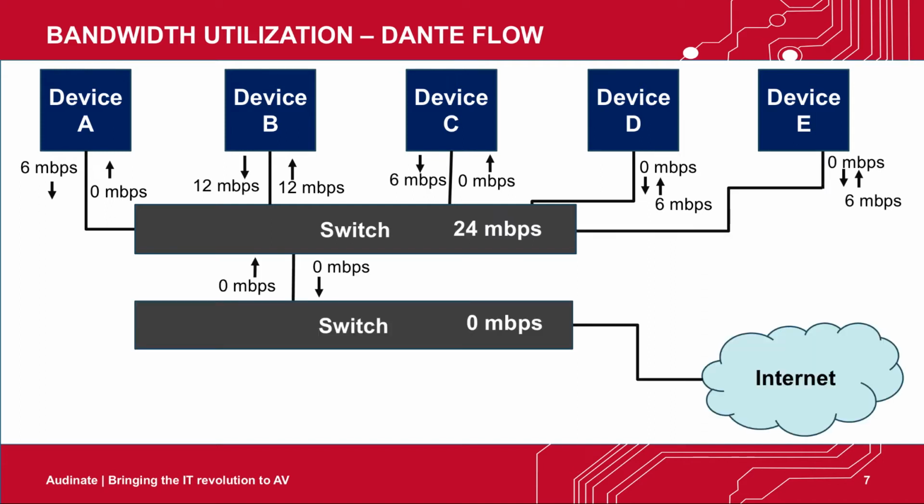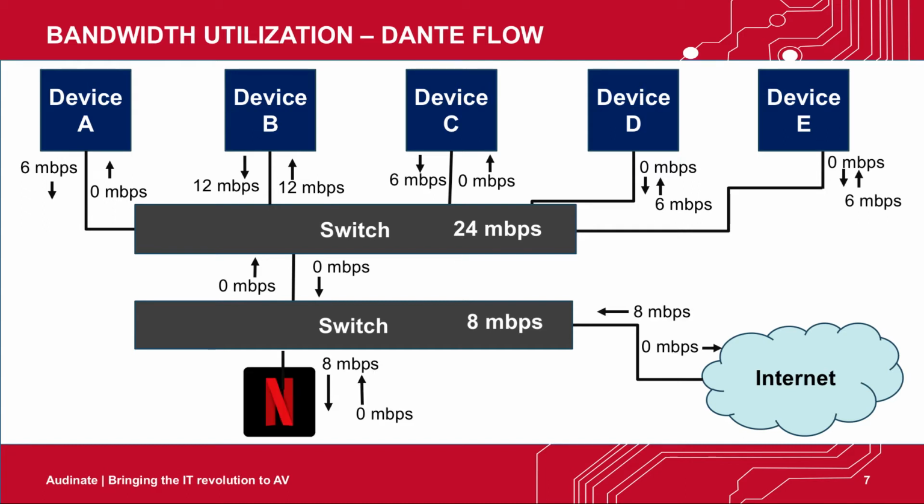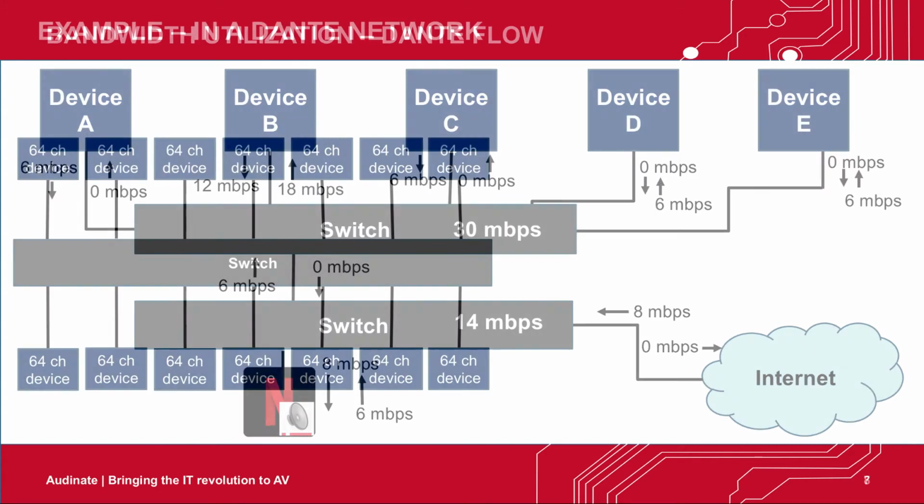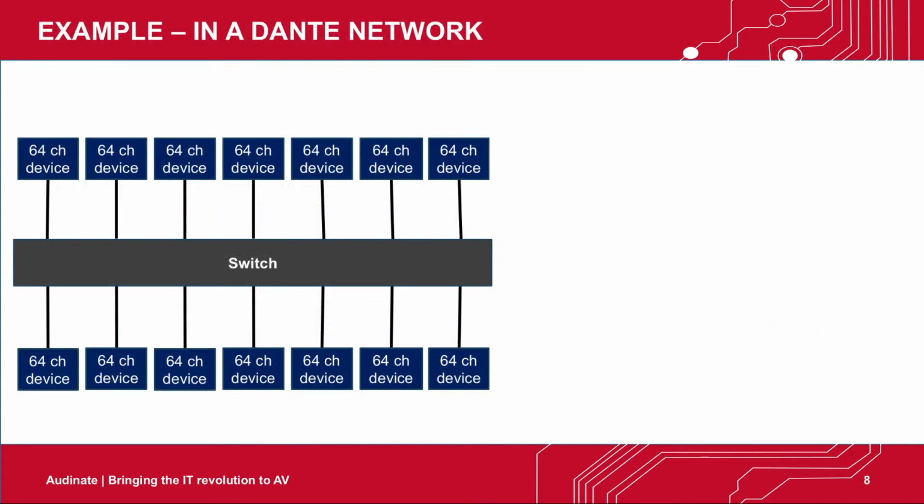Now we decide to expand this network and add an internet connection. We stream Netflix from the internet. Then we send audio from Netflix to device B using DVS, that's Dante Virtual Sound Card. So let's look at a different example involving more devices.